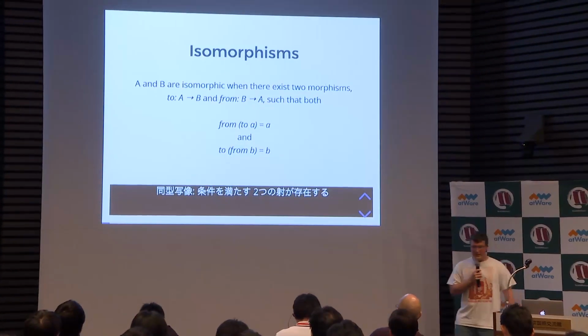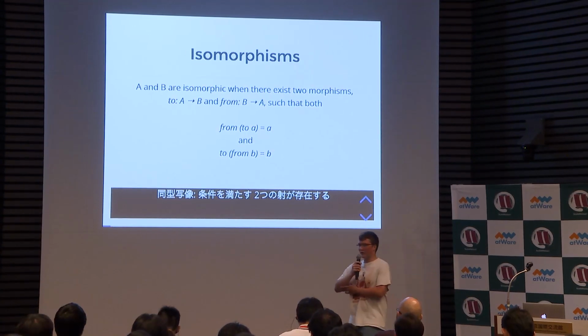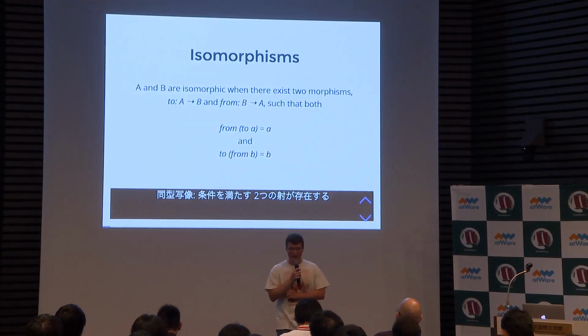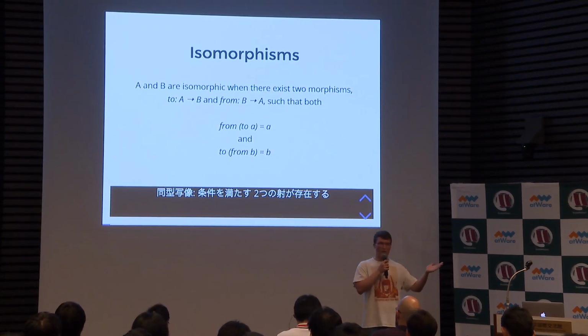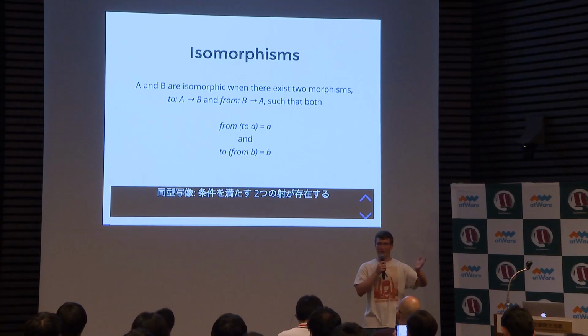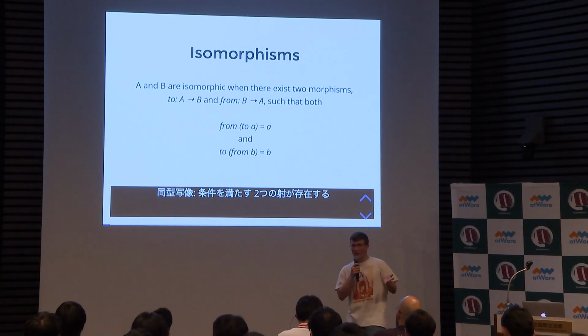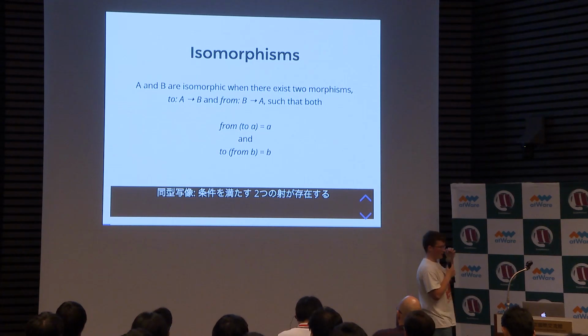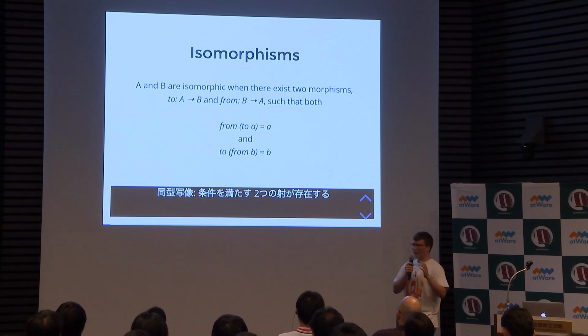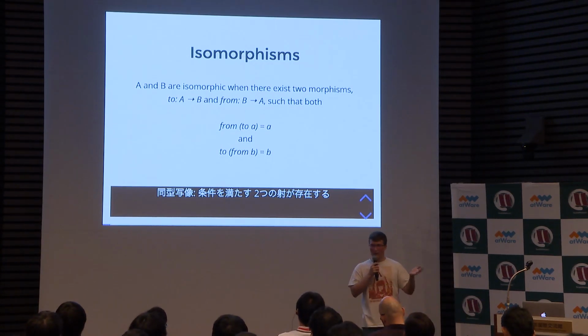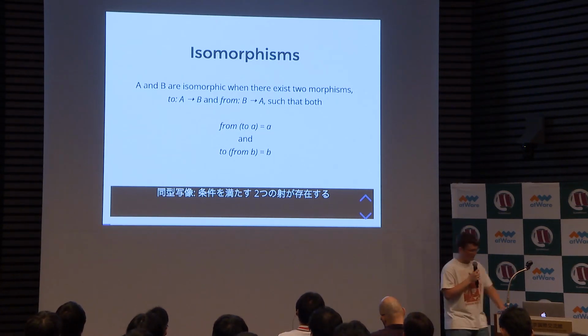Okay. So first of all, let's talk about isomorphisms. An isomorphism is a pair of functions, to and from, from type A to type B, and from B to A, such that certain laws hold, right? First of all, we need the composition of from and to to be an identity function, meaning that if we take an A and apply to it, and then from, we're going to get the same A back, and in the opposite direction as well.